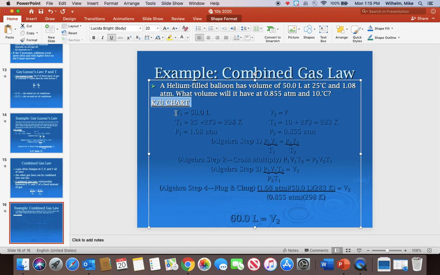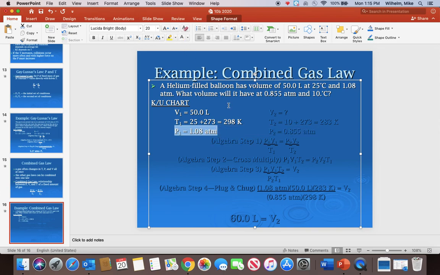And from that, V1 liters, that's volume. So V1 is 50.0 liters. T1, 25 degrees Celsius, can't use that. Have to add 273 to that to get 298. And 1.08 atmospheres. Atmospheres would be P1.